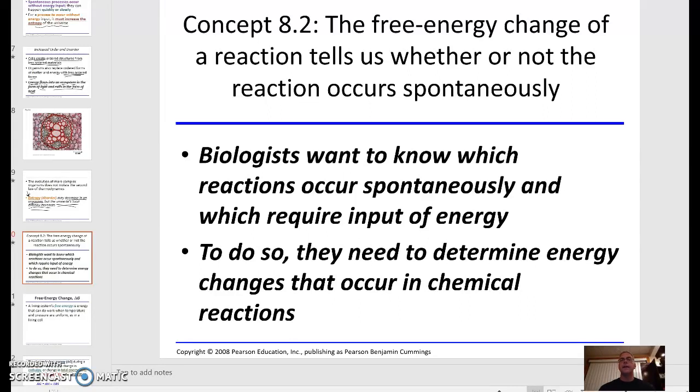Hi, this is Mr. McLean, and in this session, we're going to talk about free energy. We're going to be looking at section 8.2, and we really want to get into the equation and make sure that we can understand how the different variables will change as we undergo different chemical changes and chemical reactions.